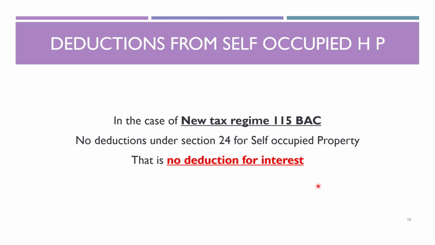Recently, a new amendment came because according to the new tax regime, you cannot claim any deductions under section 24. That means no standard deduction, no deduction of interest with respect to self-occupied property. So if you are claiming the new regime, you cannot claim interest. Okay, so that's all with respect to self-occupied house property.